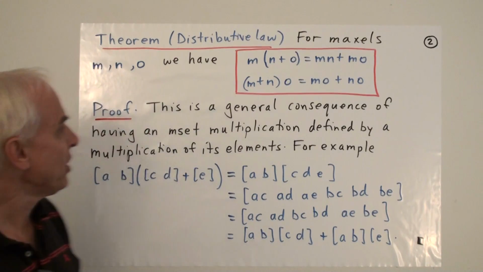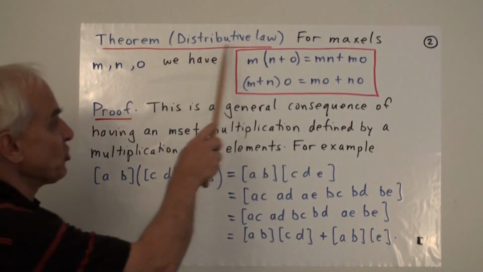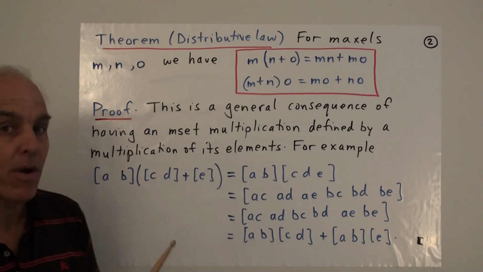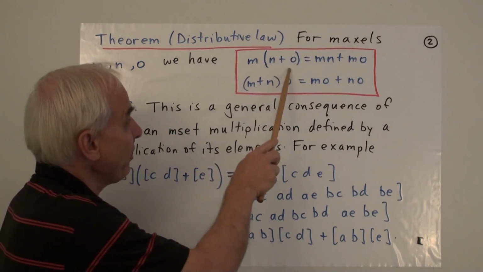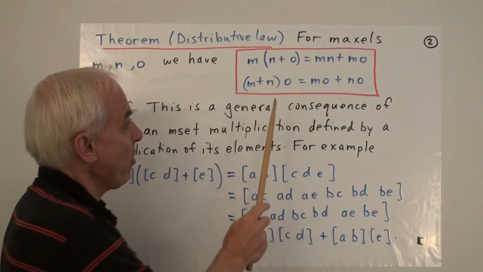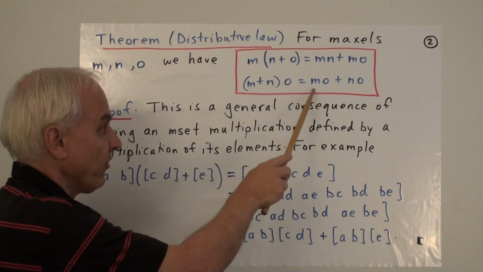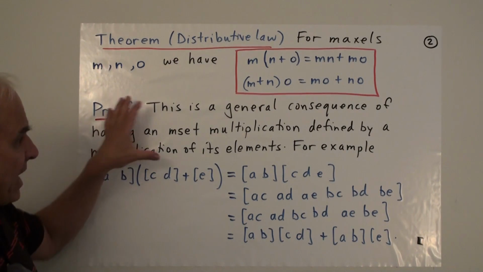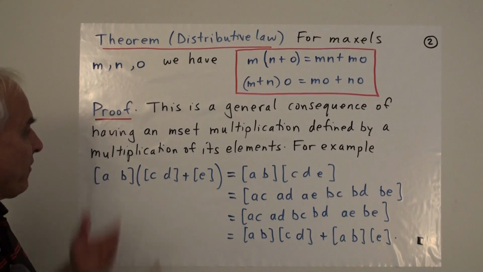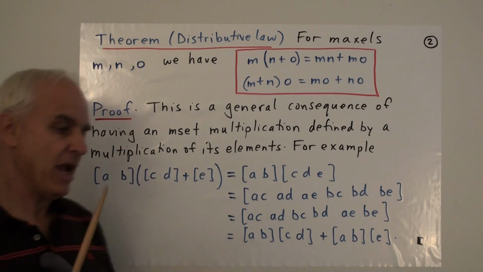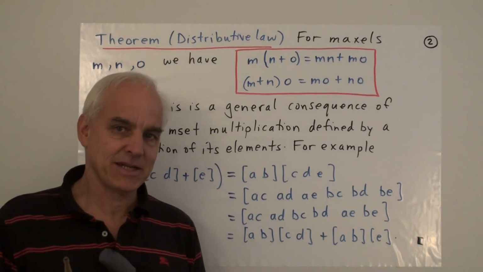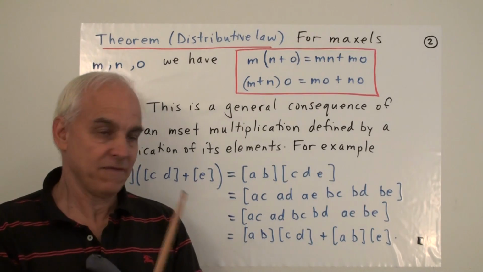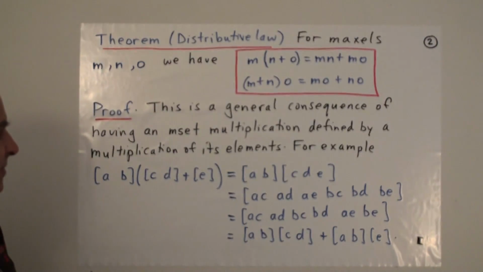So our first theorem is the distributive law, which tells us that for maxels m, n, and o, that m times (n plus o) equals mn plus mo, and (m plus n) times o equals mo plus no. So this is actually a general consequence of the fact that our multiplication of maxels is a multiset analog of a multiplication at the fundamental level of the objects.